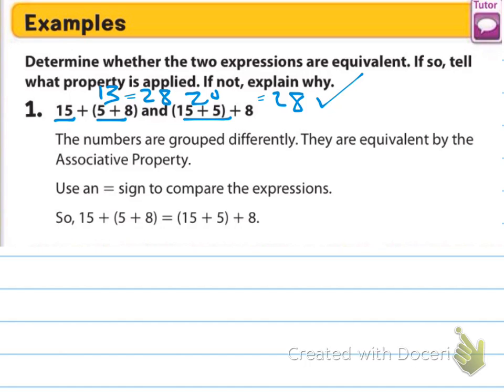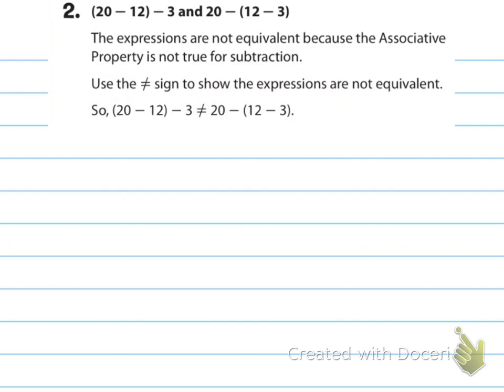The difference here was that they moved the parentheses. They didn't change the order. It's still 15, 5, and 8. That's the order that it was in. So it's not commutative property because they didn't change the order. They did change the groupings, and that's what associative property is all about. So the answer is they are equivalent by associative property. And that's exactly what the answer should say for you. They are equivalent by associative property.